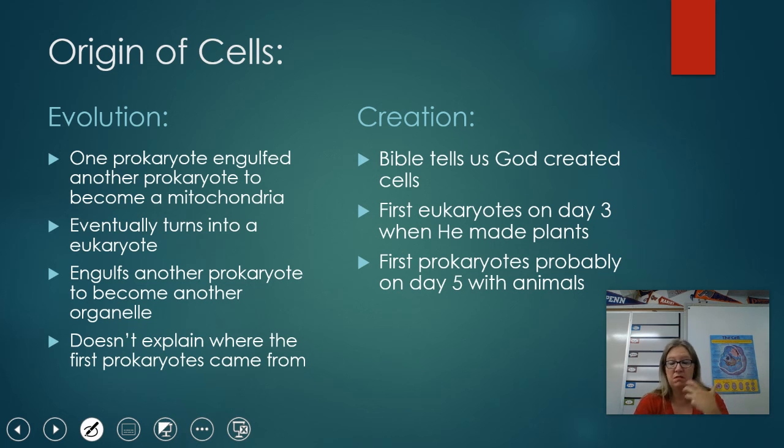Creation, some people find creation as hard to believe as I find evolution to believe. They're both theories. Creation tells us simply that God created the cells. The first eukaryotes were probably created on day 3 when he made plants. Plants are eukaryotic cells. And the first prokaryotes probably came on day 5 when he created animals. He probably created the unicellular animals along with the multicellular animals.